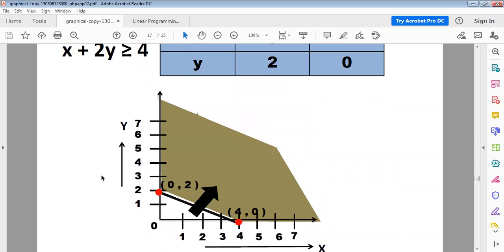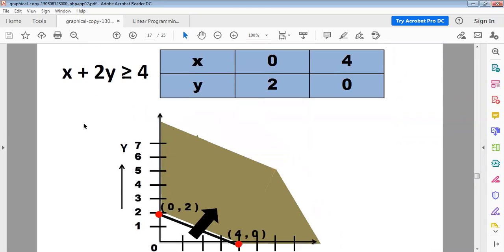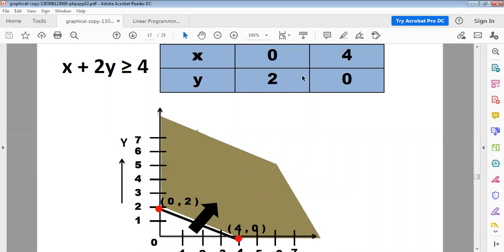Now for the first constraint, so another constraint: x plus 2y greater than or equal to 4. If x equals 0 then y equals what? 2, and if y equals 0 then x equals 4. So plotting these two points, 0, 2 and 4, 0: this is x equals 0 and y equals 2, and this is x equals 4. Okay, y equals 0, just joining these points.